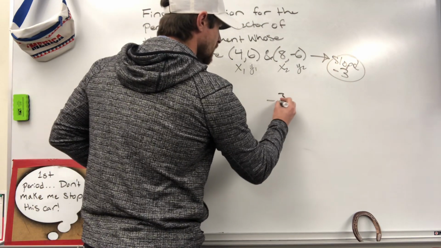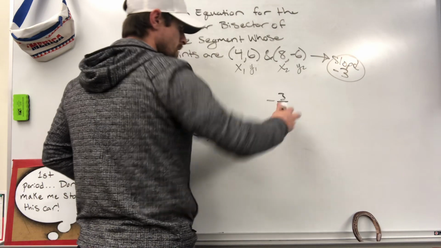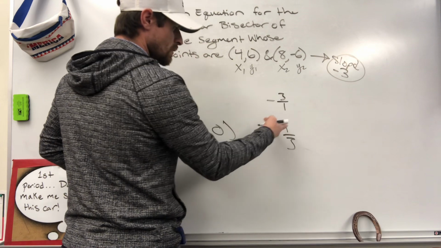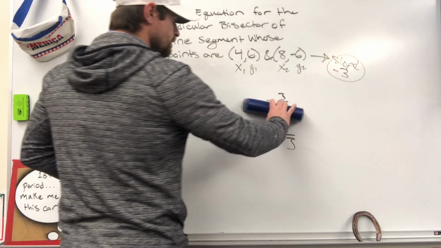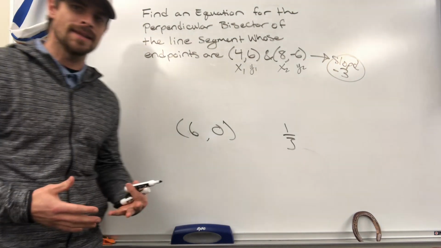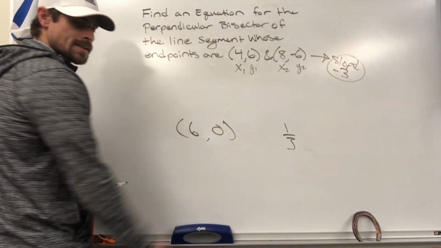Negative 3 is really negative 3 over 1. The opposite reciprocal of that is flipping the numbers and turning it into a positive. So it's no longer negative, now it's positive, and the reciprocal means flip those values. So now we know, after doing that work, that we need to write an equation for a line that has a slope of 1/3 and goes through (6, 0).